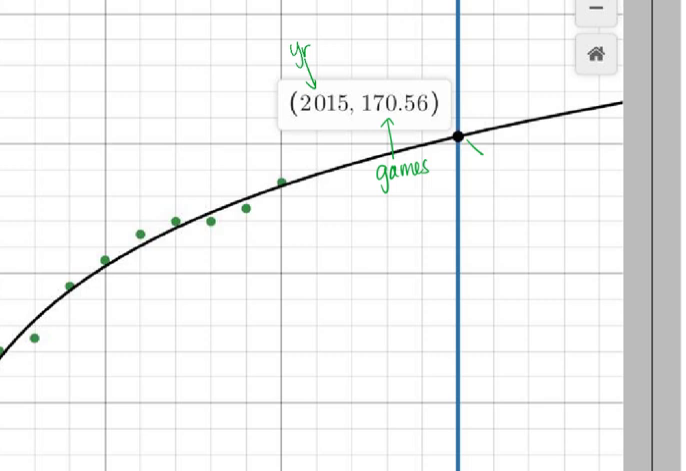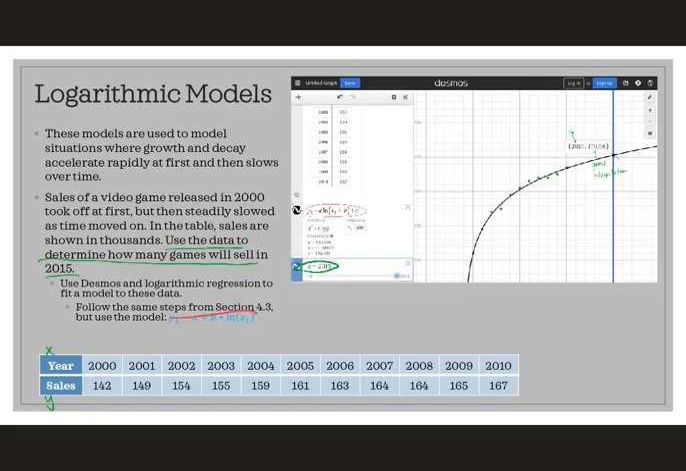Okay. Now we are past the data points, we're past our scatter plot. So again, this is going to be an example of extrapolation because of where we are in relation to the original data. Okay.